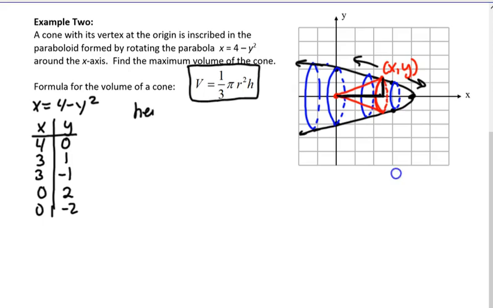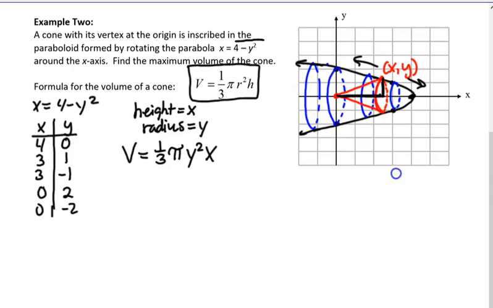So height equals x, radius equals y. So I can rewrite my volume formula in terms of x and y like this: 1/3 pi y squared x. But once again, I want my volume to be in terms of a single variable. And just by convention, we usually use x. So I want to substitute something for y.